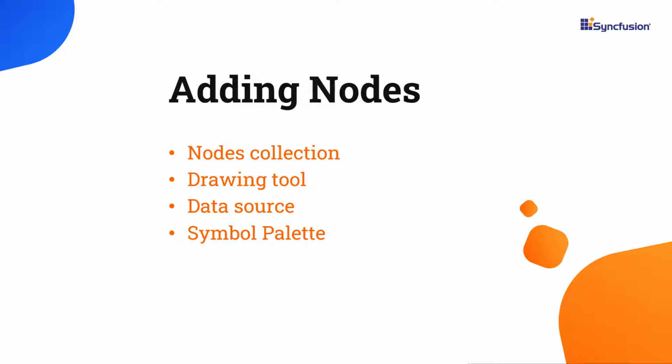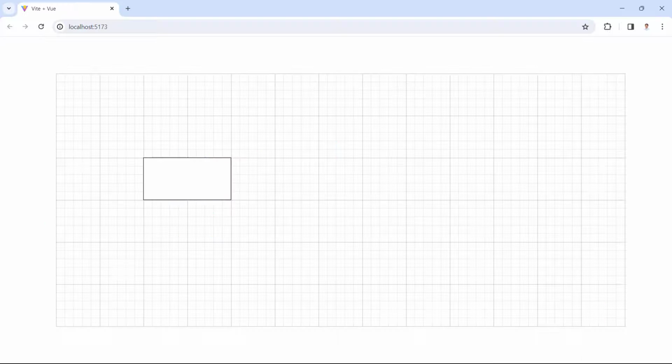Adding nodes from a data source and symbol palette has been explained in my previous videos. You can find the links to them in the description below. Let's look at adding a node to the diagram canvas using a nodes collection.